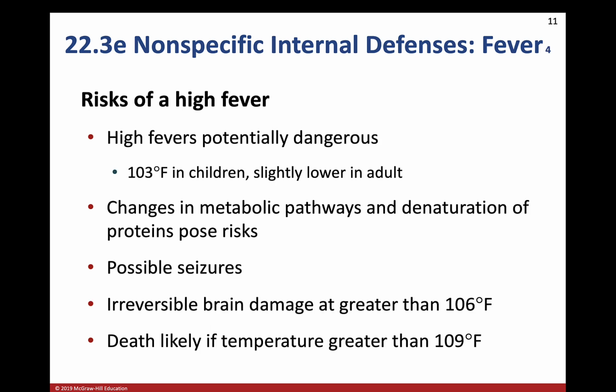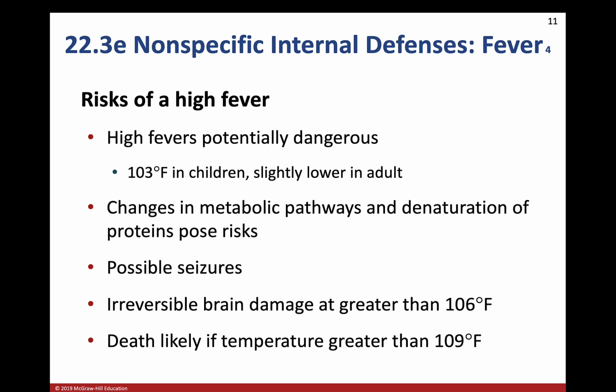Now, there are major risks associated with a high fever. High fevers can be potentially dangerous, 103 degrees Fahrenheit in children, and probably a little bit lower than that in adults. Now, what's happening here is changes in metabolic pathways, and remember, proteins in particular are sensitive to increases of heat, and if we have a high fever, we may actually promote the denaturation of proteins. And remember, when you change the shape of a protein, it's no longer going to work effectively.